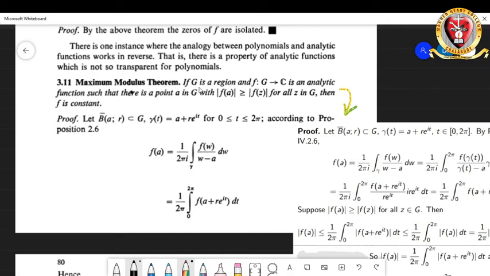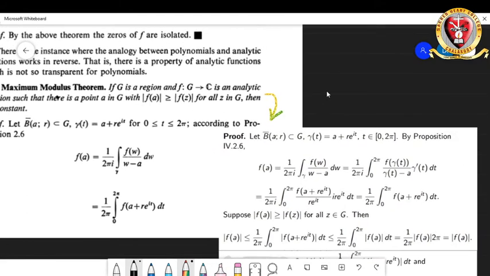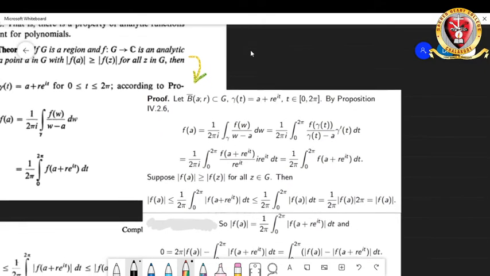which says that if G is a region and f from G to C is an analytic function such that there is a point a in G with modulus of f of a greater than or equal to modulus of f of z for all z in G, then f is constant. So basically, we have to prove that f is constant with the hypothesis given.